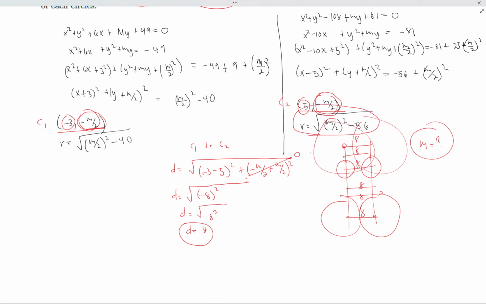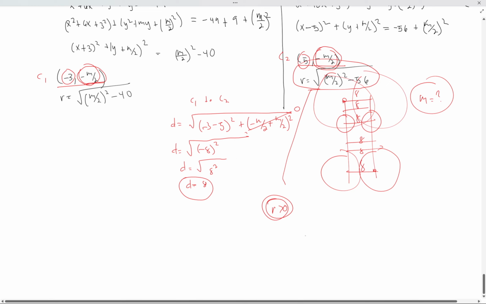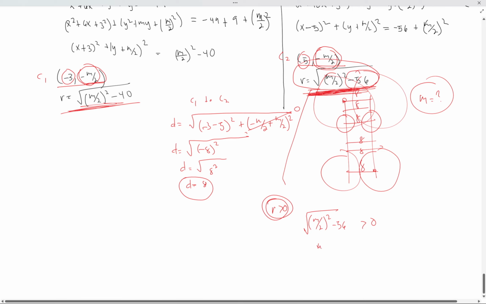So in this case, remember, we want this radius to be greater than 0 for it to be a circle. Otherwise, it's not a circle anymore. So therefore, we need the square root of (m over 2) squared minus 56 to be greater than 0. Now that is the same case here. We need this to be greater than 0. But we will find out that this one is at risk of being invalid faster, since this subtraction here is a lot larger than 40. So following that idea, we can just square both sides and figure out that we now have (m over 2) squared minus 56 greater than 0.